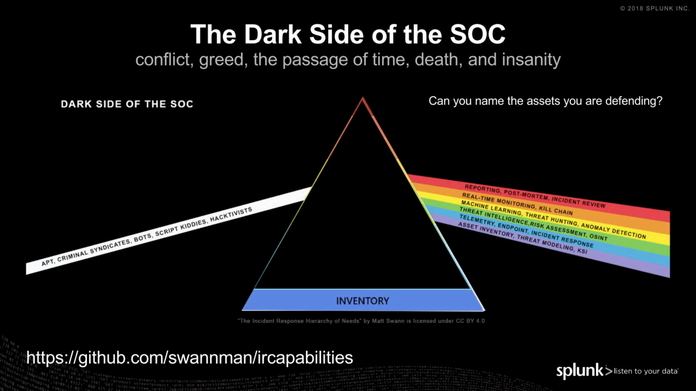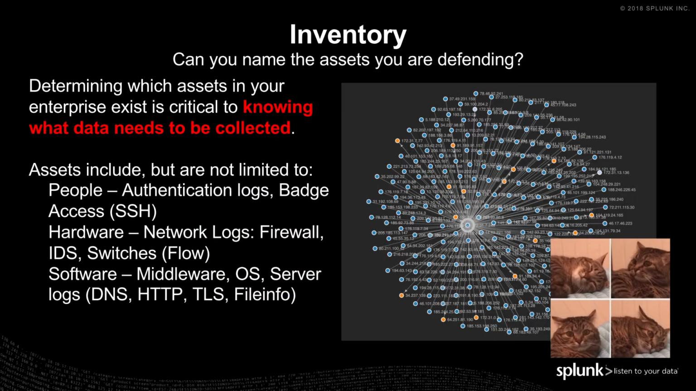So how many people have actually seen this before, this triangle? Okay, so this is called the SOC hierarchy of needs. And so this maps very closely to the data science process that you follow, right? And the first part of this triangle, as any process or pyramid, builds on top of each other in order to mature your security posture and your journey. And so the first part of this is inventory, right? Like, what are you protecting?